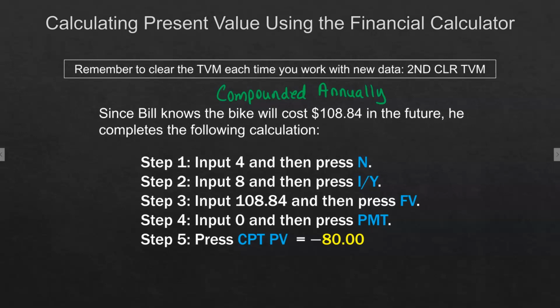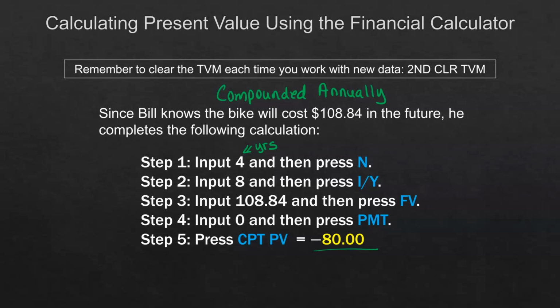Here's what you would put on your calculator. So it's compounded annually for 4 years, right? This is 4 years. So you would put a 4 in for N. It's at 8% interest. And since it's annual, we put the full 8% in. You put 108.84 and press future value. We do put that in as a positive because future value is always positive. There is no payment, so you would put in a 0. And then you would compute present value. And that's where you would come up with this $80.